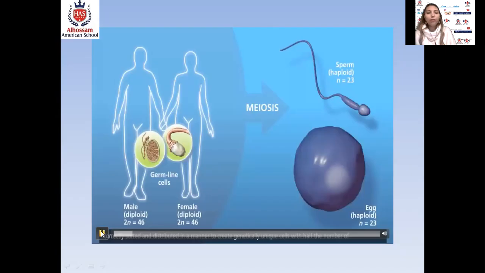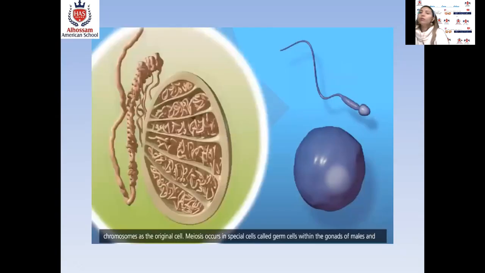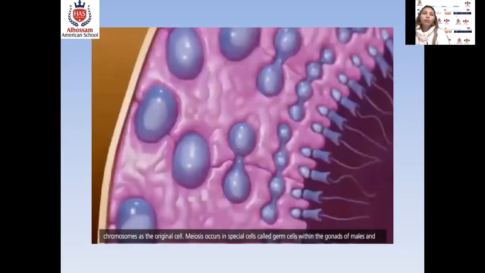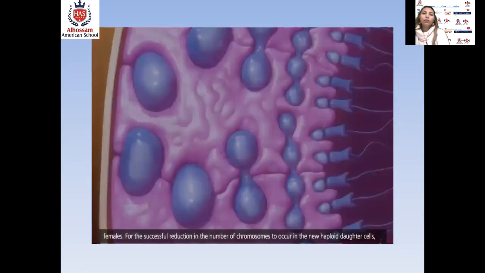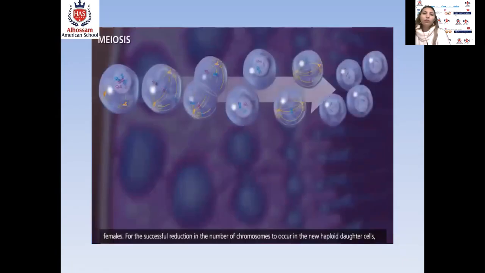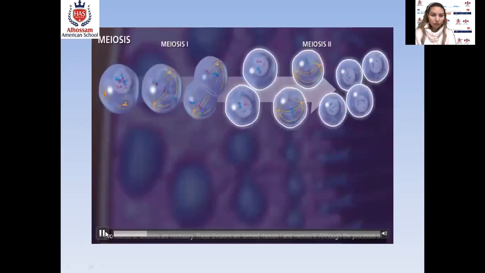Let's continue. With half the number of chromosomes as the original cell. Meiosis occurs in special cells called germ cells within the gonads of males and females. For the successful reduction in the number of chromosomes to occur in the new haploid daughter cells, 2 rounds of divisions are necessary. These divisions are termed meiosis 1 and meiosis 2.